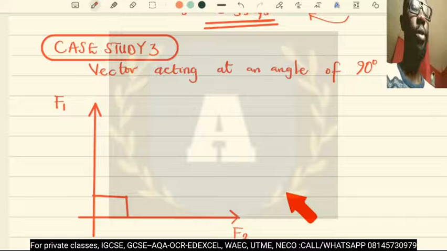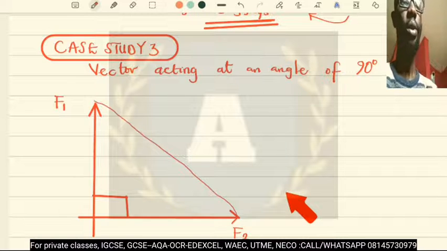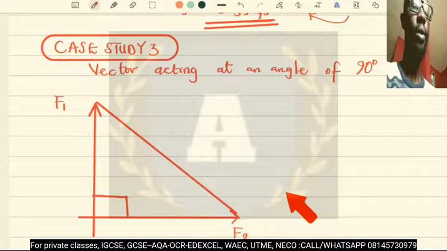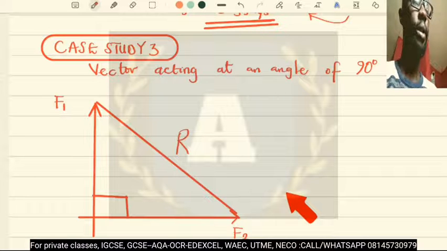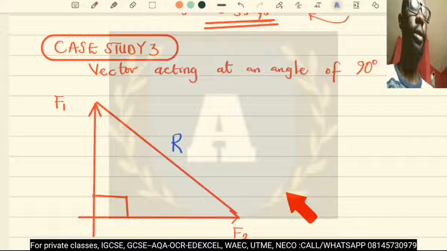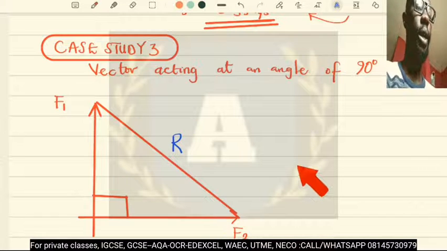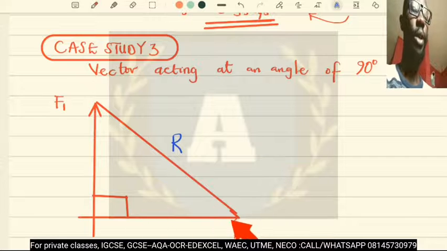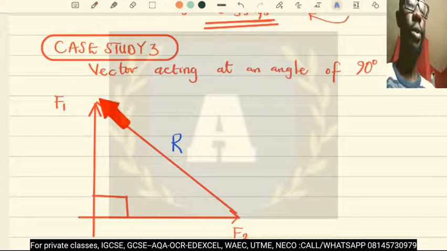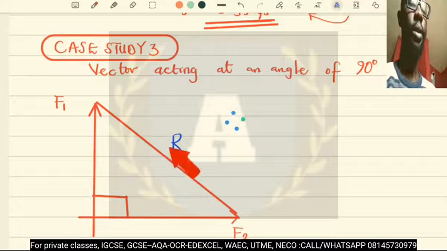So we're going to draw the resultant from F2 to meet F1. Okay, so here we will have the resultant, which is similar to a particular side in mathematics. Now there you have the resultant. So we can get the resultant in this way by joining F2 to F1. So this side will be the resultant. Okay, that will be the single vector.